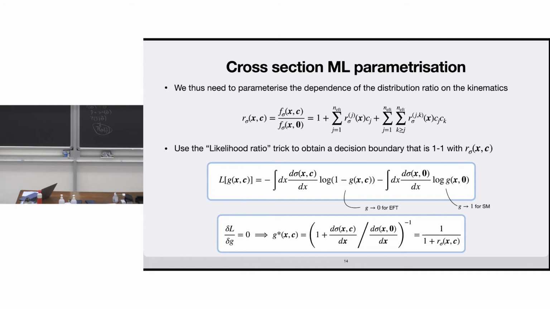First, how do we obtain this likelihood ratio? Juliana used the quadratic loss. You can use the cross entropy loss as well. If you minimize this loss function with respect to G, you get an object that is one-to-one with the likelihood ratio that you need for inference, right? And this has two terms: a term sensitive to EFT physics and a term that is sensitive to SM physics.